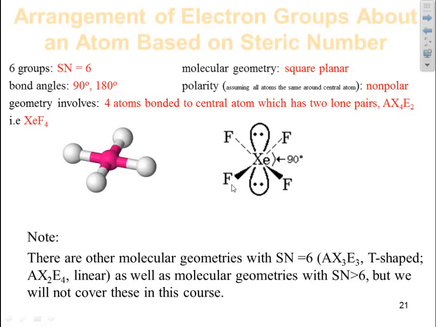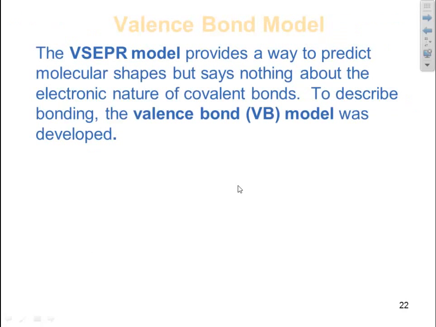Kind of put it in one spot so that you can see it all and see what you have to memorize to be able to determine the shapes. The VSEPR model provides a way to predict molecular shapes but says nothing about the electronic nature of covalent bonds.